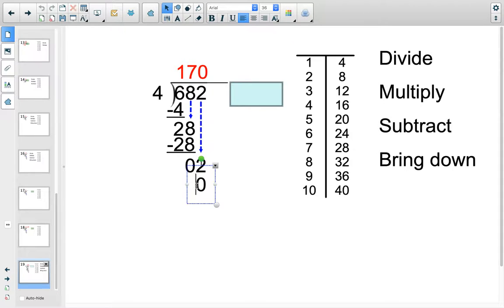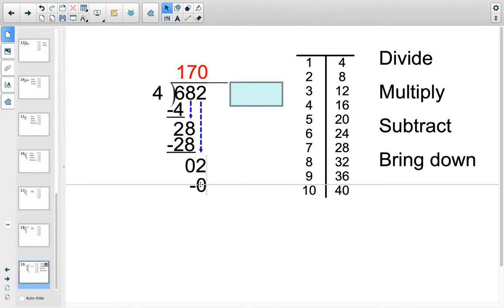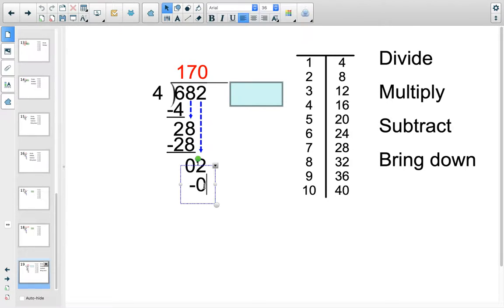And now I'm going to do my subtraction. I know this seems silly because you're thinking, well, why do we do this? Because I know that 4 into 2 goes 0. But it's in order to make sure you don't miss that step. Now I subtract and I get 2 at the end. Now I can see that my answer is 170 remainder 2, or R2, to show that 4 goes into 682 170 times with 2 remaining.